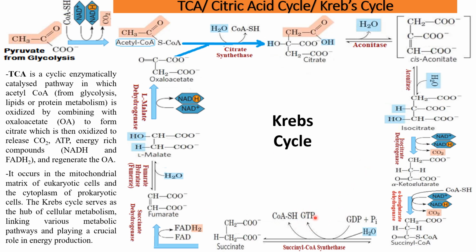So for the 2 pyruvic acid compounds, 6 NADH are produced, 2 FADH2 are produced, 2 ATPs are produced from this combustion, and then 6 carbon dioxide are produced. Remember, glucose has 6 carbon atoms. So after complete oxidation, we have 6 carbon dioxide being produced.